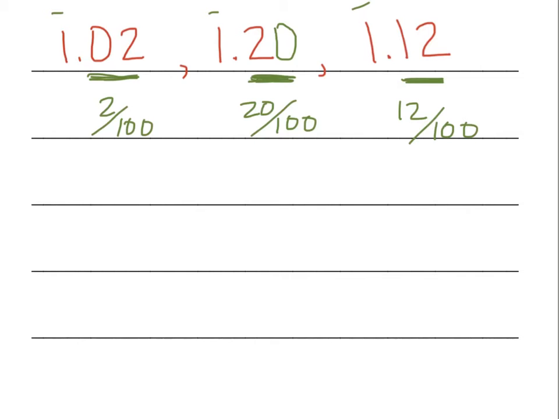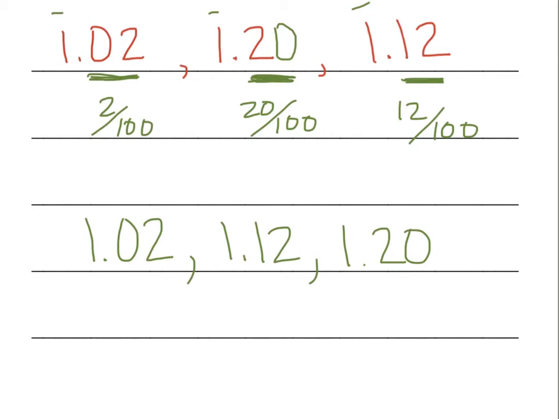Well, what's the smallest? Hopefully there wasn't too much problem and you said the smallest would be the 2 out of 100. And then what would be the next one? Hopefully you put down 12 out of 100, and then obviously the last one is 20 out of 100. So make sure you're staying aware of the fact that you have to follow those steps to compare and order decimals.